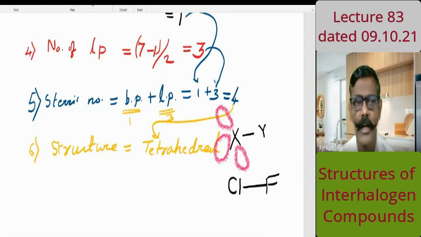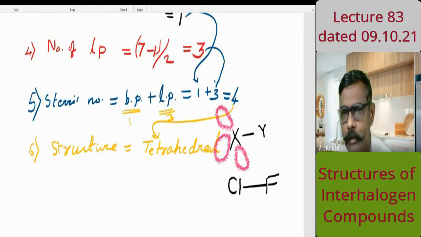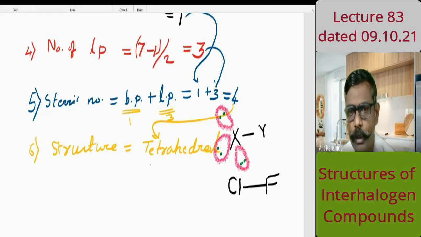Overall structure is tetrahedral. Means tetrahedral arrangement remains? Of the four species, three have a lone pair. Here lone pair is present. Here lone pair is present. So from the structure point of view, it is tetrahedral.